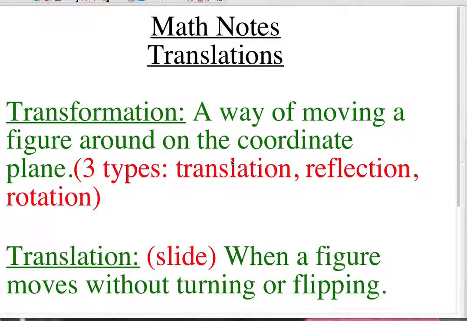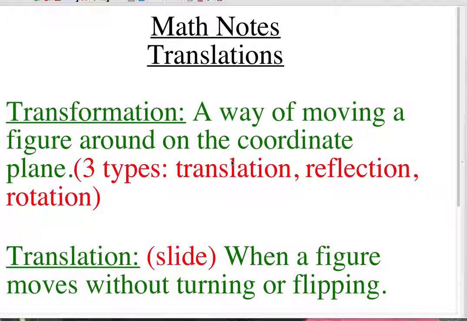Hi there, this is a lesson called translations. Now this is probably something that you've done in the past, but you may not have called them translations. You'll see what I mean here in a minute. You see a definition here for a word that is transformation.